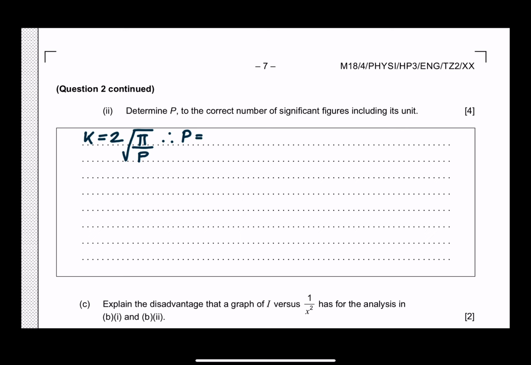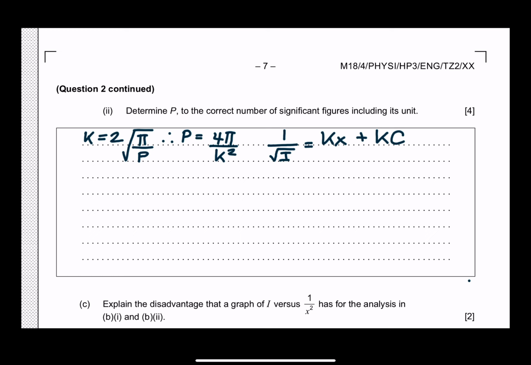In the problem, it's given that k is 2 radical pi over the power. So if we're going to solve for the power, we get it alone, divide both sides by 2, square both sides to get rid of the radical, and then invert to put p into the numerator. So then the power is 4 pi over k squared, which would be really neat if we knew what k was. We don't, but we can find it.